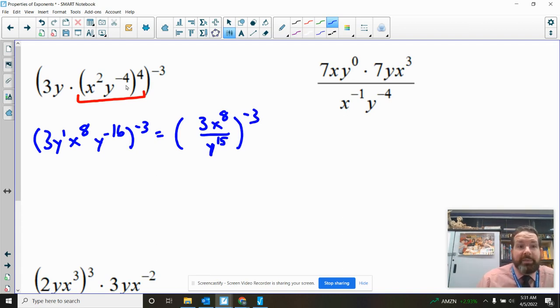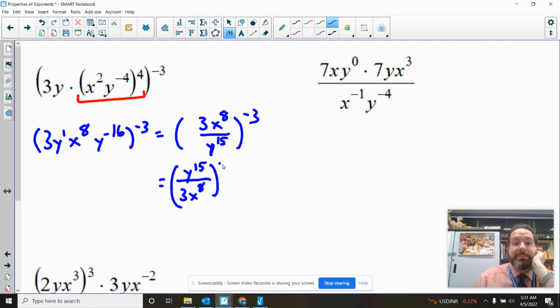So we're just cleaning up those parentheses, now cleaning up this set of parentheses. Now we can deal with this other exponent here. I like to avoid negative exponents if I can help it. So here's what I'm going to do. We're going to flip things upside down, make the exponent a positive 3. So I'm going to put the y to the 15th now on the top, the 3x to the 8th on the bottom, and change this exponent to a positive 3. The negative in the exponent already flipped things upside down.